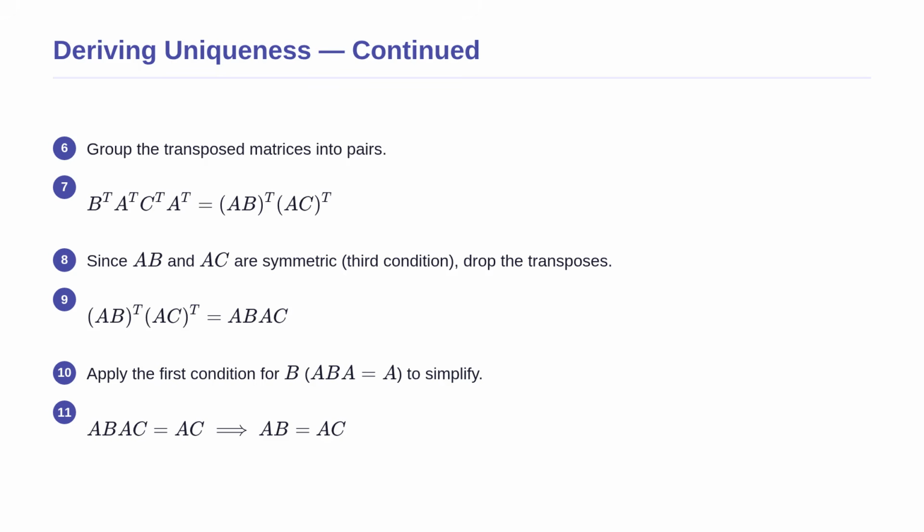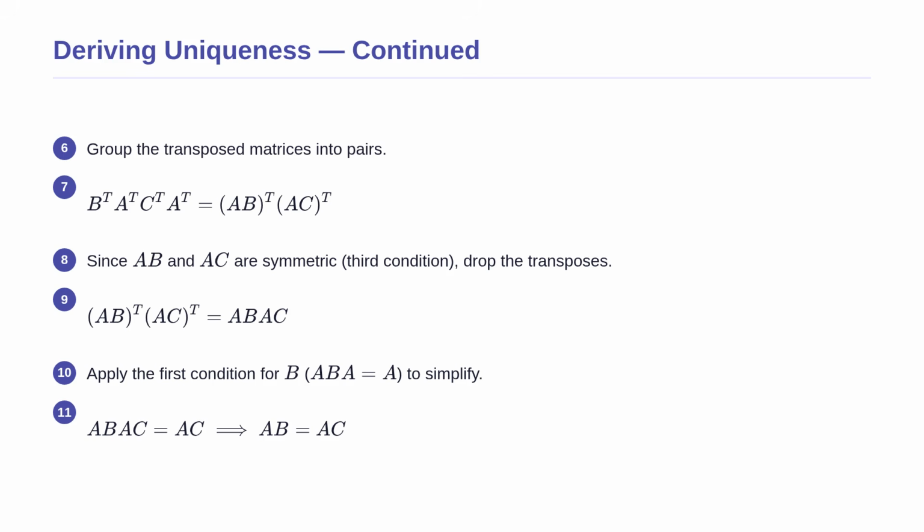Continuing our derivation, we take that long chain of transpose matrices and group them back together in pairs. This gives us the transpose of A times B multiplied by the transpose of A times C. Now, remember the third Penrose condition? It tells us that both of these products are symmetric. Because they are symmetric, they are equal to their own transposes, so we can just drop the transpose symbols entirely. This leaves us with A times B times A times C.